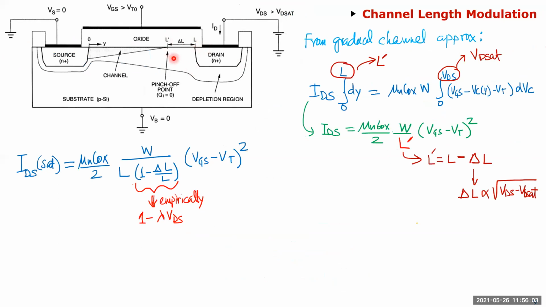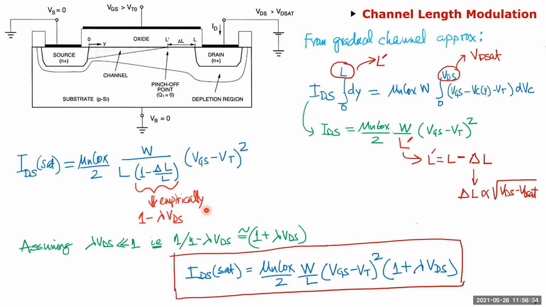I said your effective length is decreasing. Because of that, your equation is really W by L dash instead of L, and this L dash is L minus this delta L here. I wrote that in a kind of Taylor series form. And what I said is empirically, delta L over L is lambda times VDS, a linear function of VDS. You take it to the denominator, assuming lambda VDS is much less than 1, which is generally true. And then you get this as your approximate equation.